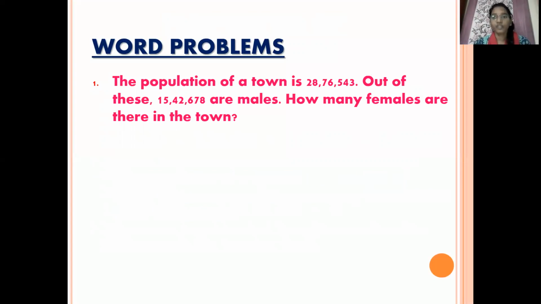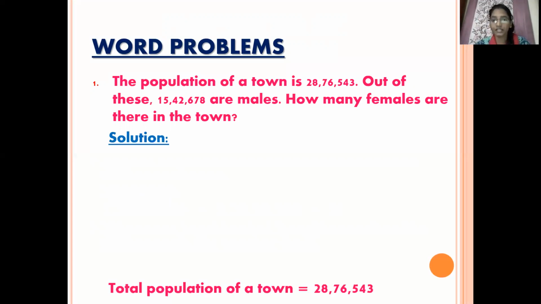The population of a town is 28,76,543. So the total population of the town is given. Out of these, 15,42,678 are males. Number of males is also given. Now the question is, how many females are there in the town? So what do we have to do? Total population is given, number of males is given. You need to find the number of females.